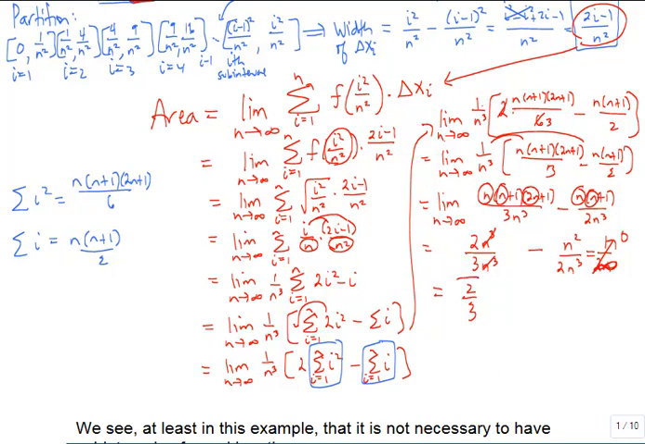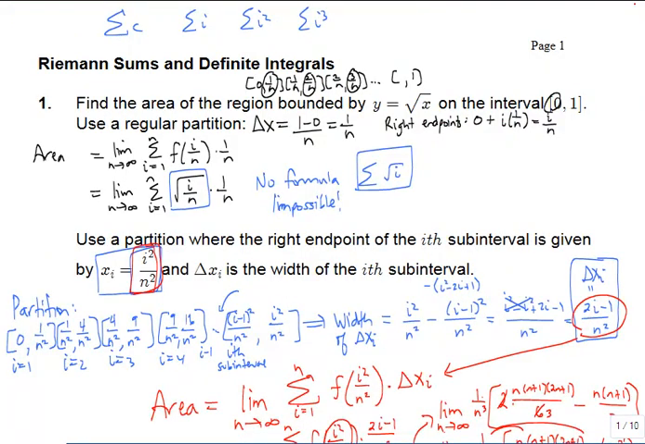So our overall limit is 2/3, which means that the area under the curve square root of x from 0 to 1, so that would be this sort of shape right here, that area is 2/3. That's what we just found out. Okay?